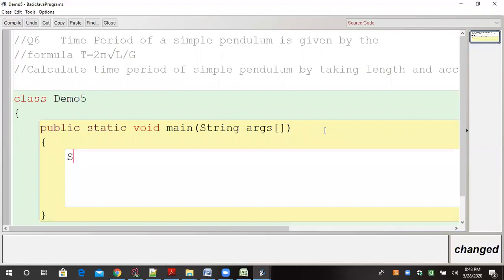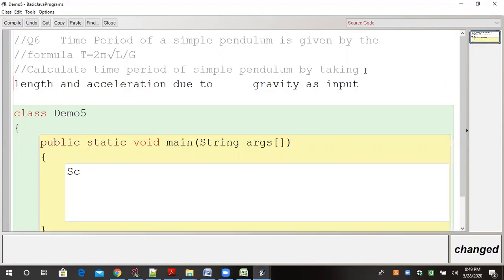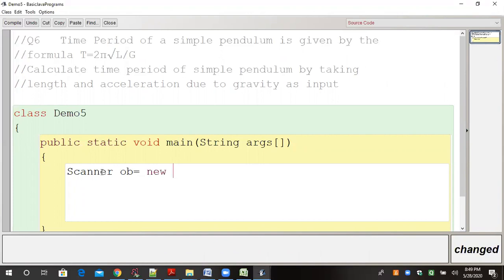Because we have to take the input. One second. Okay, this is my question I have written over there. So, Scanner ob = new Scanner(System.in).